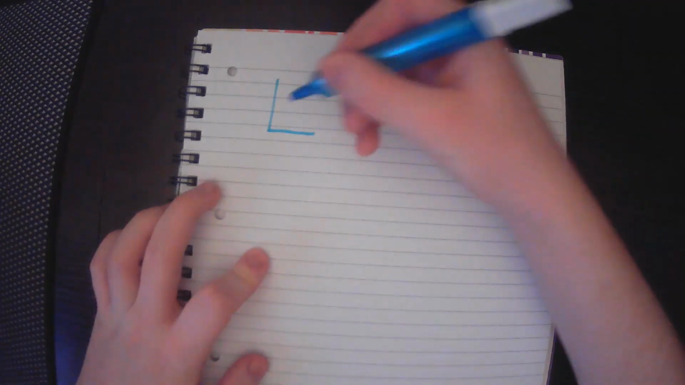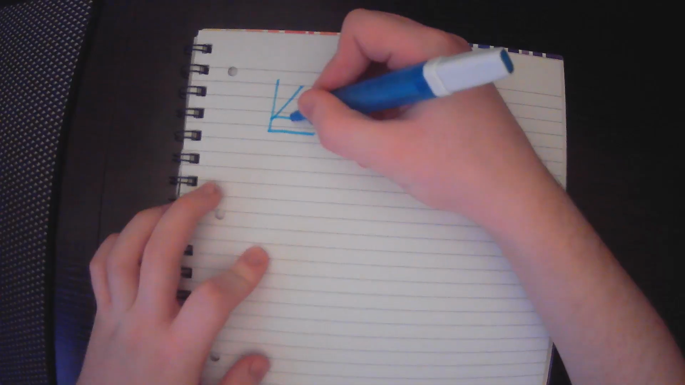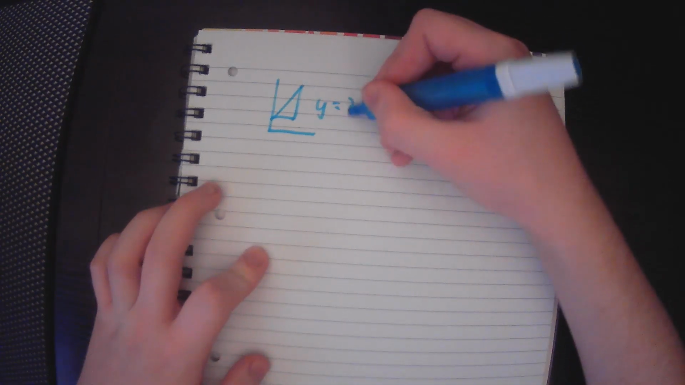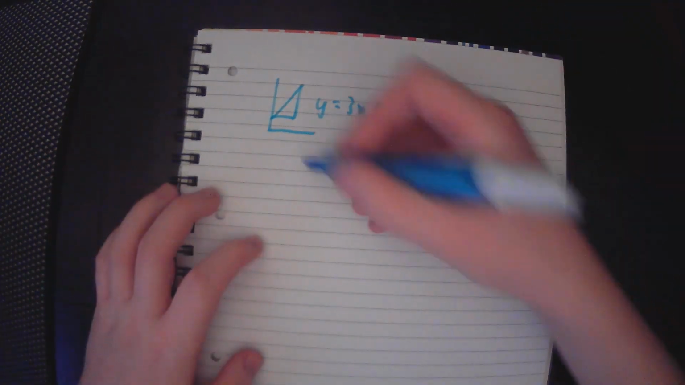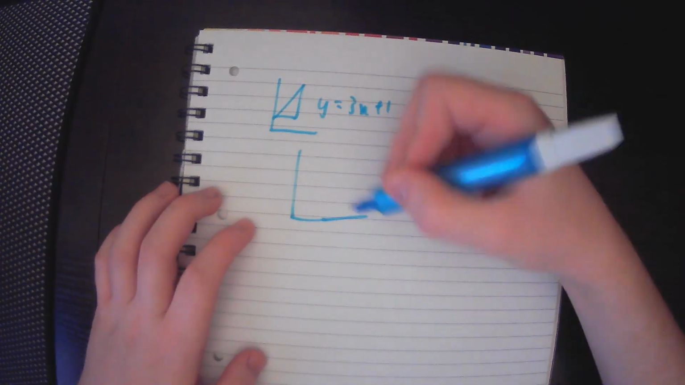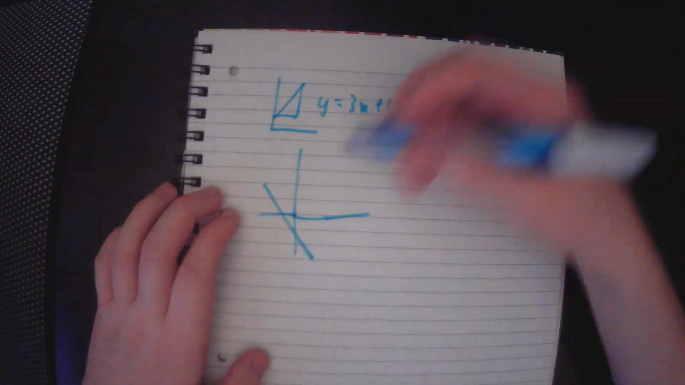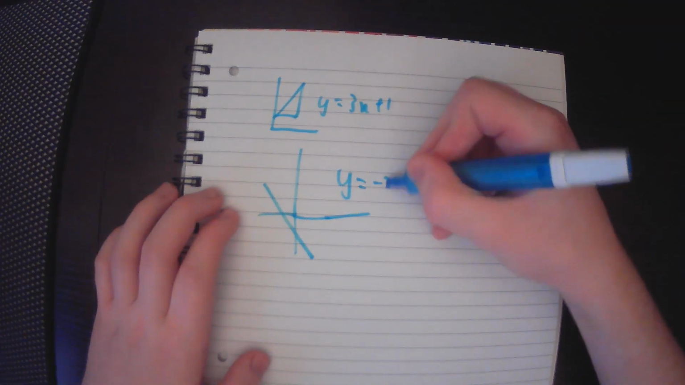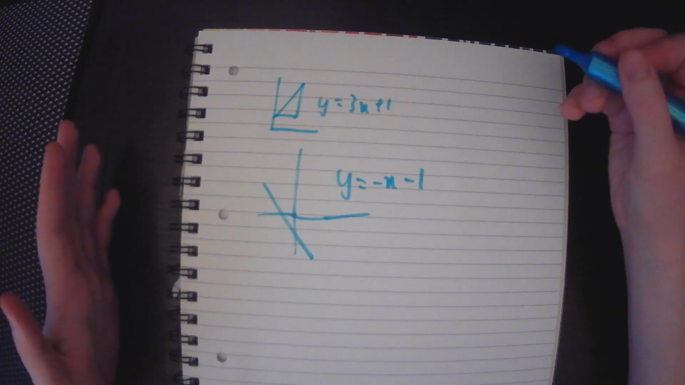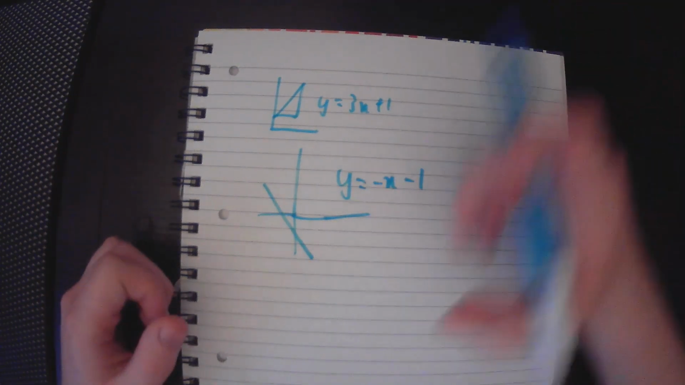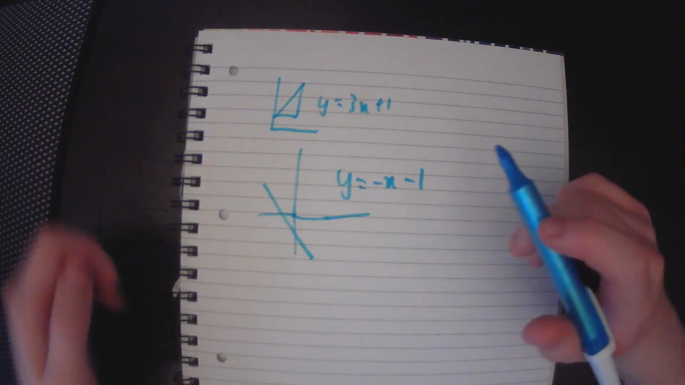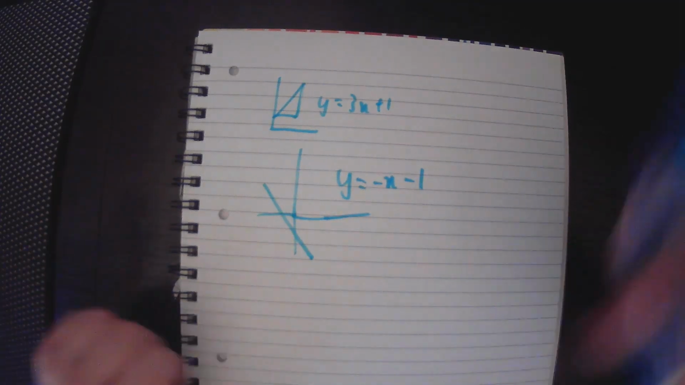Well, a linear graph is just any sort of straight line graph. So that is probably about y equals 3x plus 1. Or we could have a negative straight line like that. And that would be about y equals negative x minus 1. So a linear graph is any graph that is a straight line.